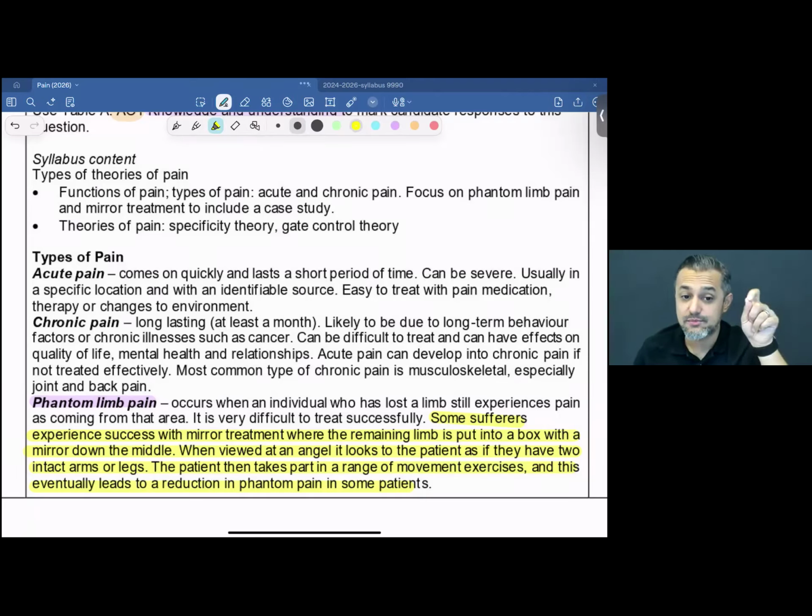Now, what is this mirror treatment? Where the remaining limb is put into a box with a mirror down the middle. So there's a box. Let's just say there's someone who lost one of his legs below the knee, the right leg. Let's visualize this. So you make the person sit or lay down, and you place the remaining leg on one side of the box, and there's a mirror there. On the other side of the box, you have that amputated limb, or the limb that physically does not exist.